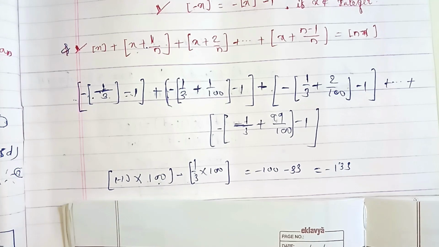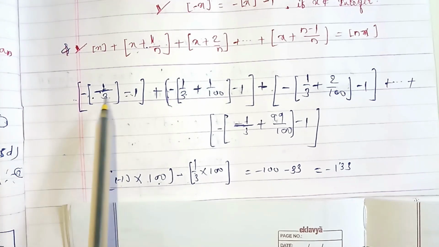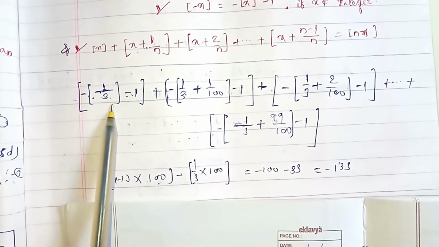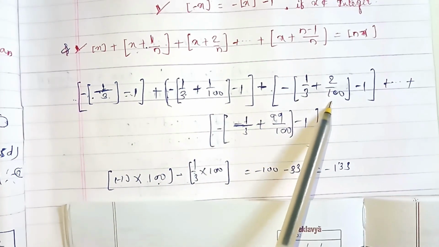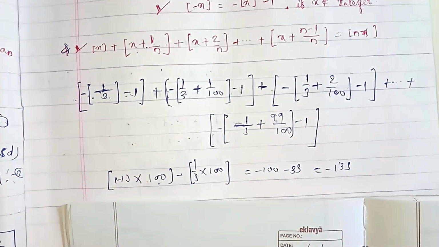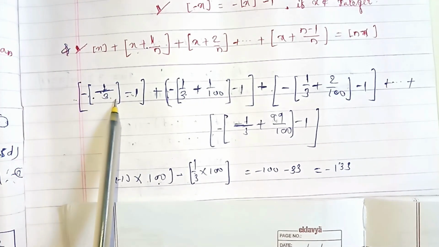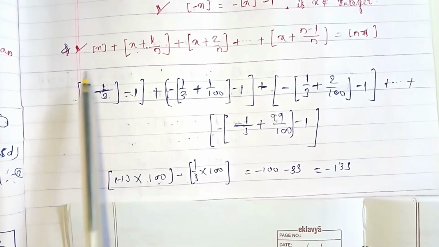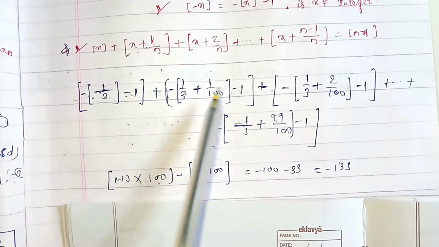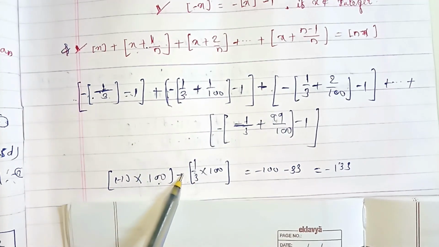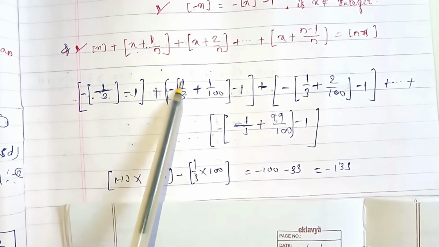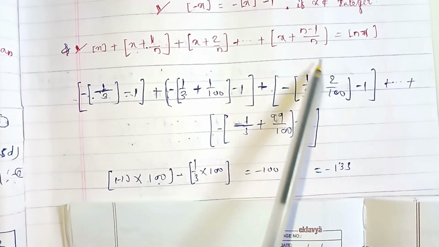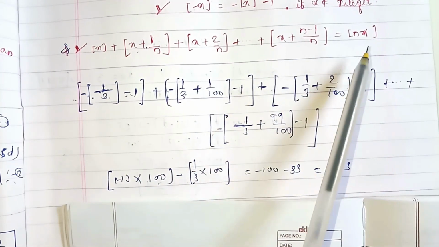Now think about the leftover terms. What terms do we have remaining? Negative of 1 by 3, again negative of 1 by 3 plus 1 by 100, again negative of 1 by 3 plus 2 by 100, and up to the last term. Okay, so we write this one as greatest integer function x plus greatest integer function, taking the negative common from here. So greatest integer function x, again greatest integer function x plus 1 by n, x plus 2 by n, up to x plus n minus 1 by n, we write as nx.